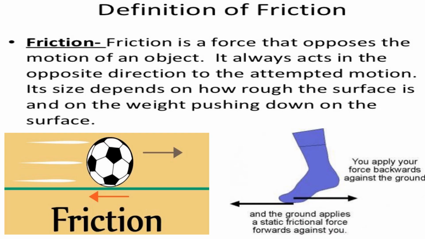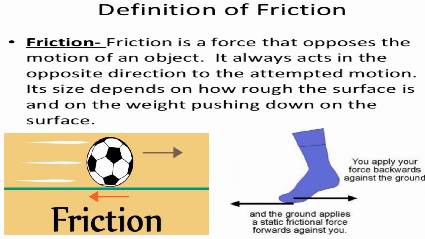Friction is an opposing force which always acts in the opposite direction of the motion of the object. It always acts in the opposite direction to the attempted motion. For example, when you roll a ball, what happens? The ball rolls, slows down and finally comes to a stop. It is because of the force of friction between the ball and the ground. So the frictional force slows down the moving object.